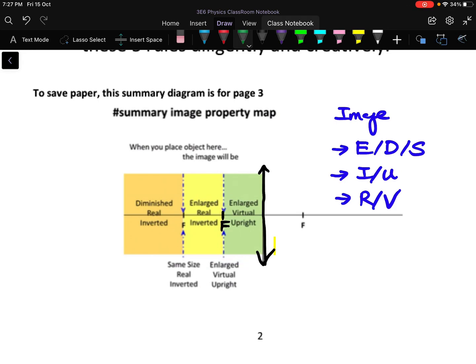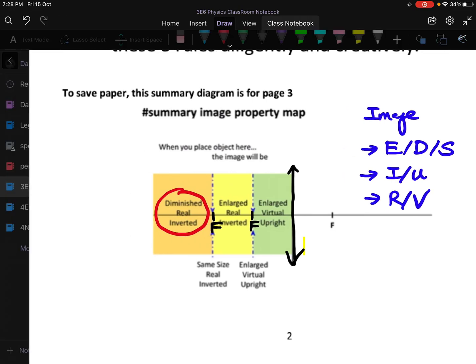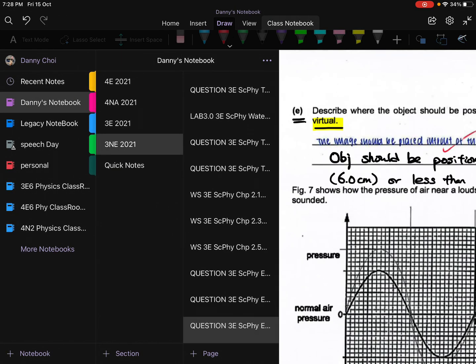What will happen if you put it in the orange region? How far is the orange region? Oh, it is 2 focal lengths away. So if one focal length is 6, then maybe here would be, I would say 16 cm, let's say. That's how you use this diagram. And if you place it like here, 2F away, what kind of image will you get? Oh, you will get diminished, real, and inverted. So that's how you use this diagram in your worksheet. Okay, go and look for it.